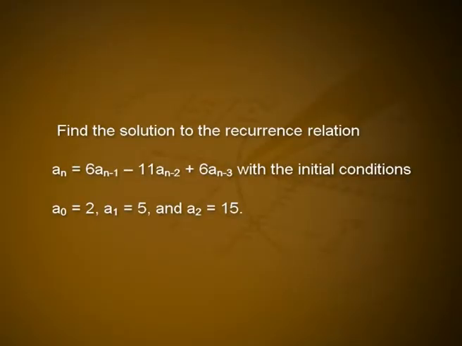Problem. Find the solution to the recurrence relation an is equal to 6 into an minus 1 minus 11 into an minus 2 plus 6 into an minus 3 with the initial conditions a0 is equal to 2, a1 is equal to 5 and a2 is equal to 15. Solution. The characteristic equation of this recurrence relation is r cube minus 6r square plus 11r minus 6.